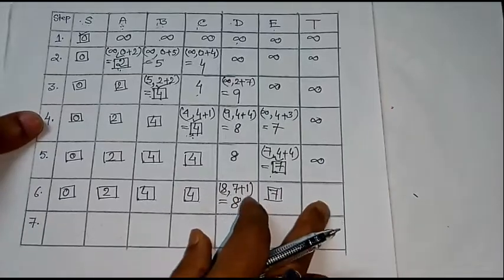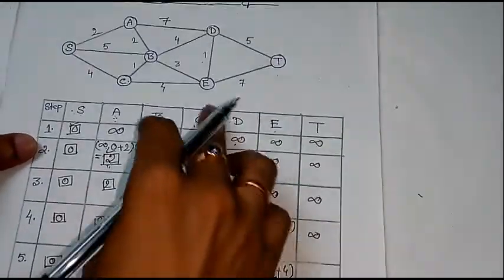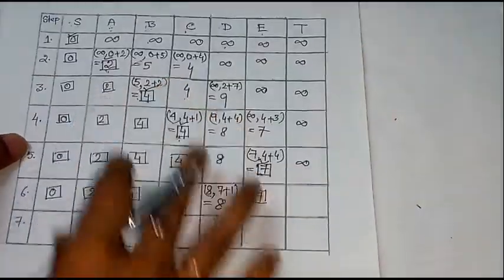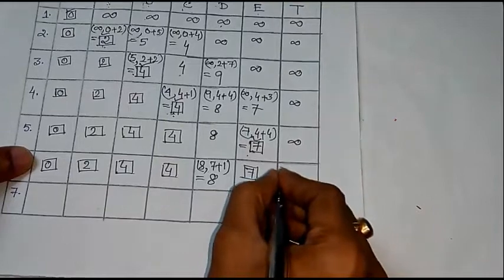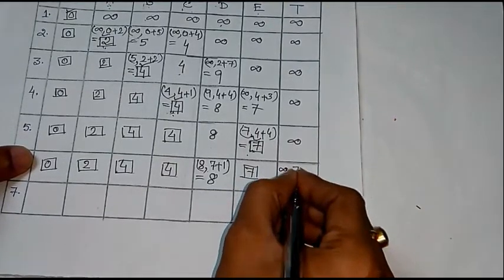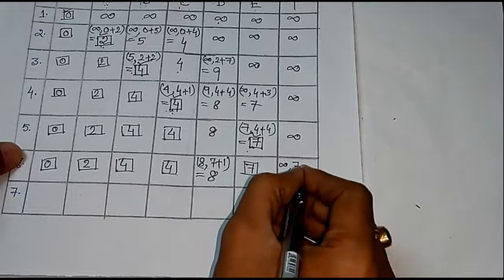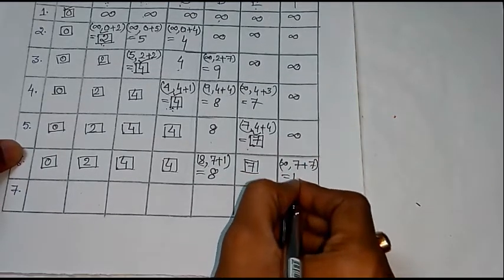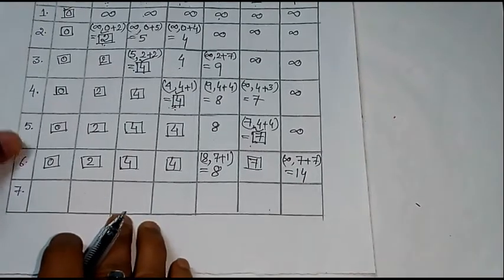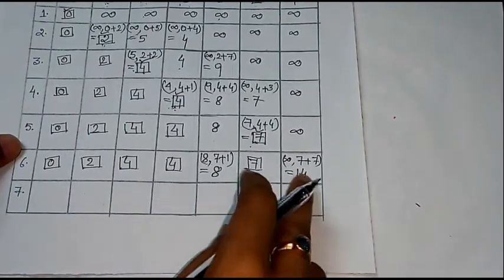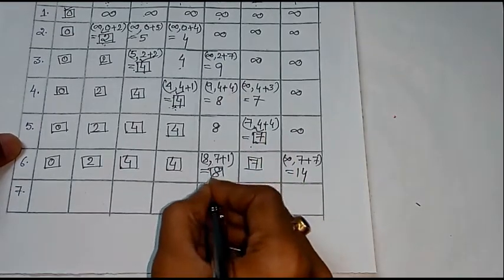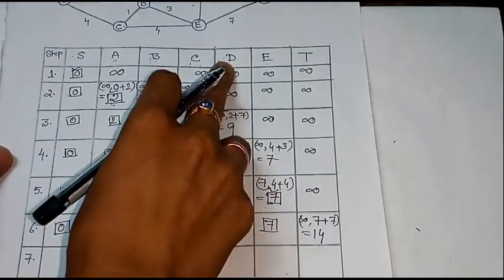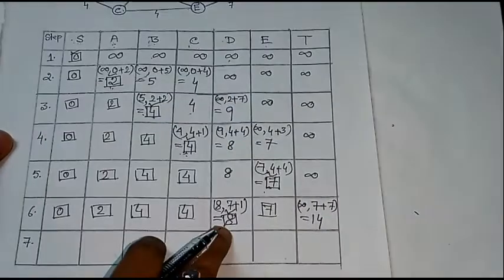Finally consider T, and we see that E and T are adjacent to each other, and 7 is the distance between them. So the rule is, put the previous value, comma, permanent level of the previous step 7 plus distance between these two, which was 7 here, and minimum of these two is 14. Next, to select the minimum value among 8 and 14, which is obviously 8, so we select 8, and in this step D will be labeled permanently with 8.